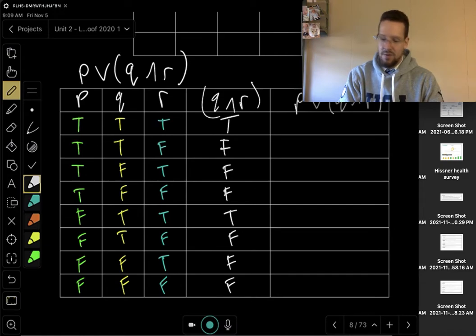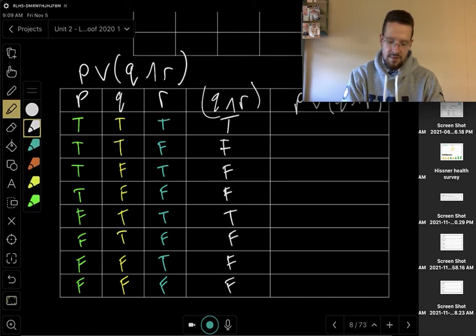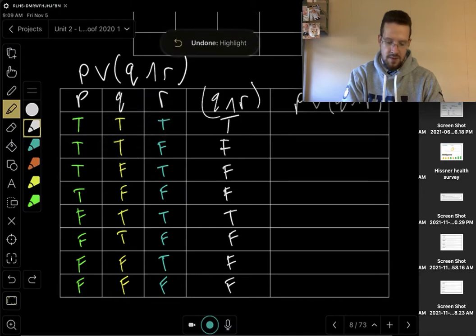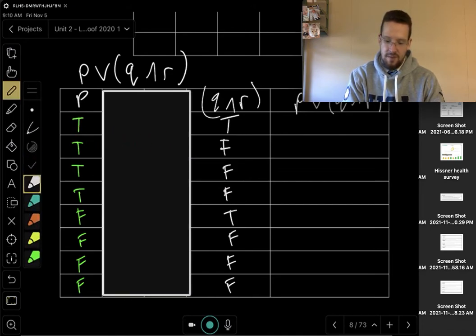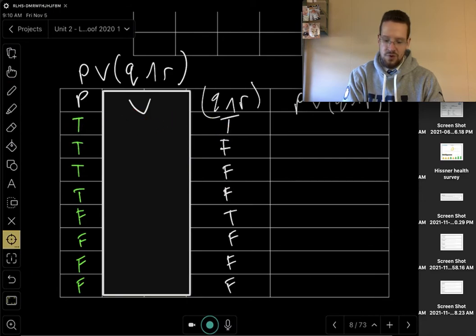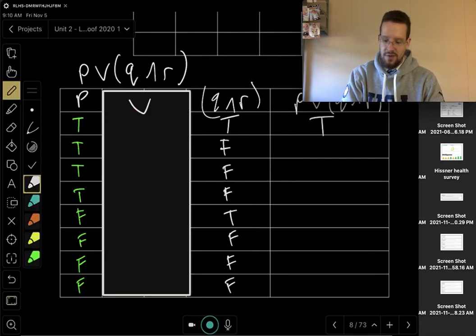And so now what we have to do is consider P. What I'm going to do is cover these up because I'm considering P or these values, right? P or Q and R. So these are my truth values. Now I'm thinking, okay, or statement. True or true is true. True or false is true. True or false is true. True or false is true. False or true is true. False or false is false. False or false is false. False or false is false. And so that's the operation.